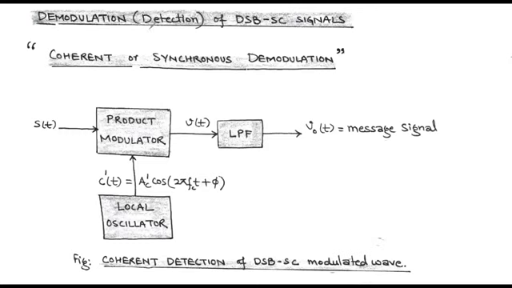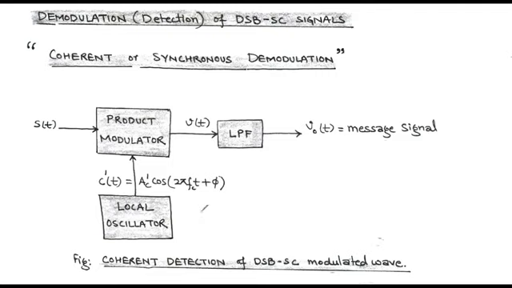Next topic is demodulation of double sideband suppressed carrier signal. For the detection of double sideband suppressed carrier, we use a technique that is called coherent or synchronous demodulation. In coherent detection or synchronous detection of double sideband suppressed carrier, we use a local oscillator at the receiver side.